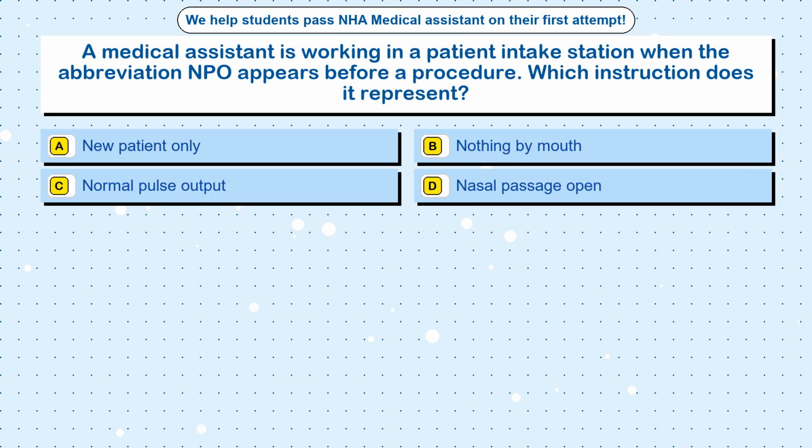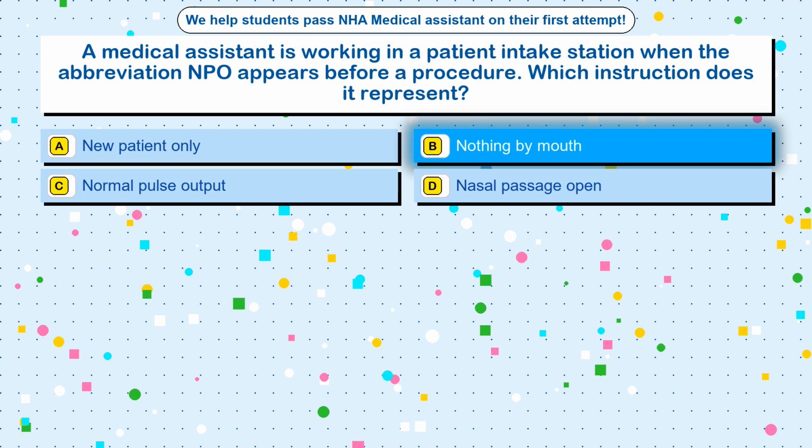Question 89. A medical assistant is working in a patient intake station when the abbreviation NPO appears before a procedure. Which instruction does it represent? Option A, new patient only. Option B, nothing by mouth. Option C, normal pulse output. Option D, nasal passage open. The correct answer is option B, nothing by mouth.